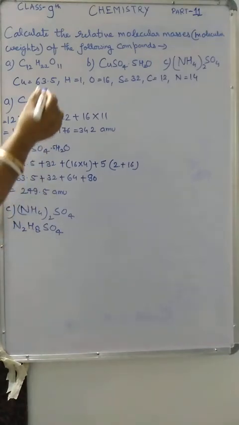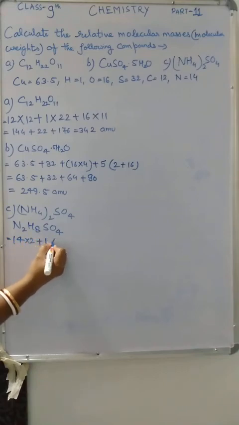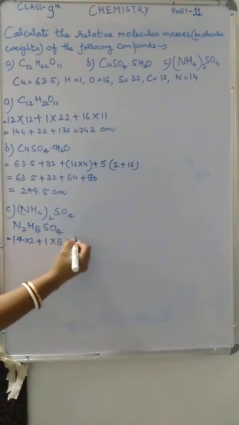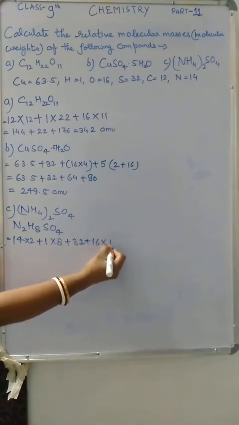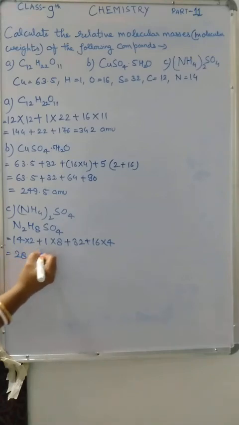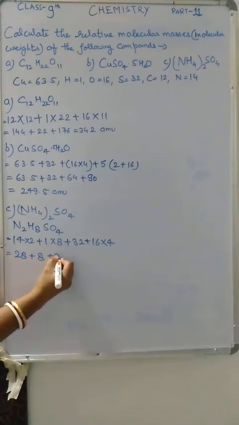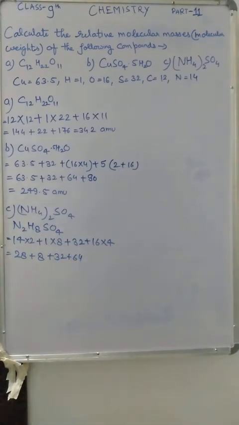So nitrogen atomic mass 14. So 14 into 2, plus hydrogen 1 into 8, plus sulfur 32, plus oxygen 16 into 4. 14 into 2, 28. 8 into 1, 8. 32 plus 64. So you will get the answer 132 AMU.